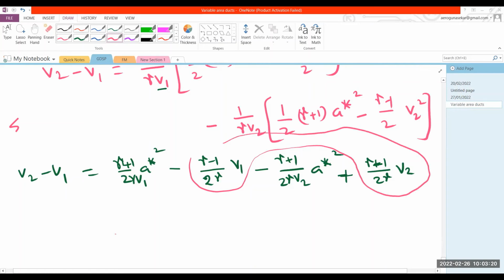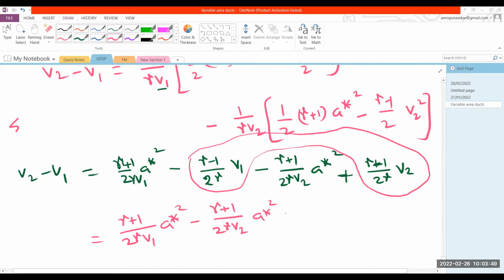These two terms can be simplified. That means I will write it in this way: (gamma plus 1) by 2 gamma into V1 into A star square, minus (gamma plus 1) by 2 gamma into V2 into A star square.